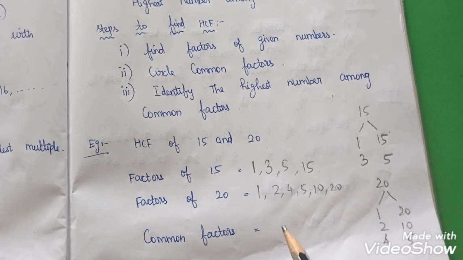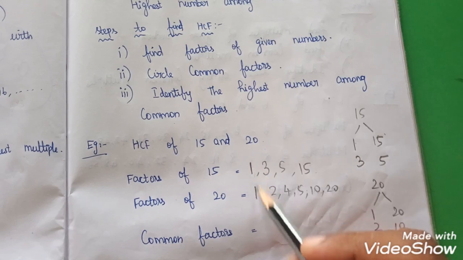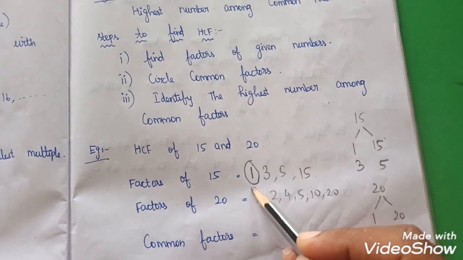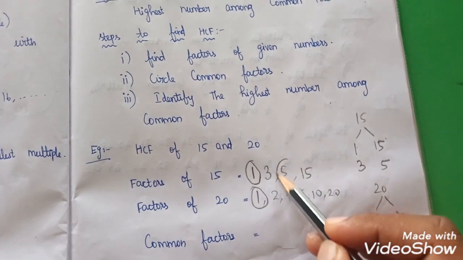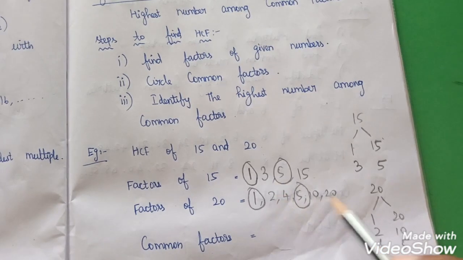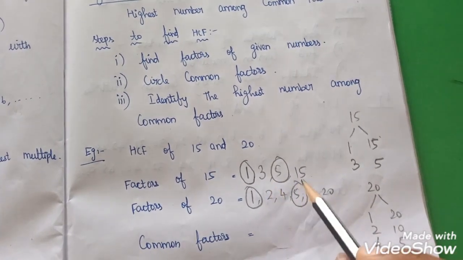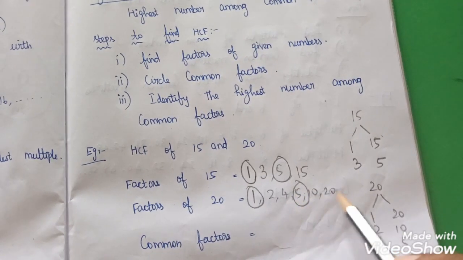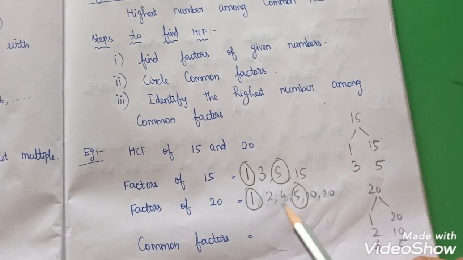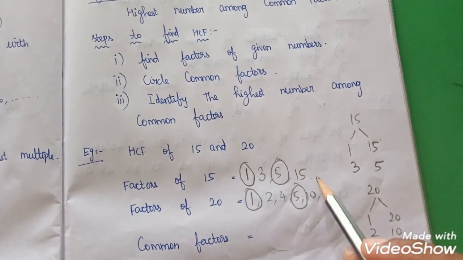So what are the common factors among these? We have to circle the numbers which are common to the factors of 15 and the factors of 20. So 1 is a common one. Next, 5 is common. 3, there is no 3 here. 15, there is no 15. Also we could notice that 2, 4, 10 and 20 are not there in the factors of 15.